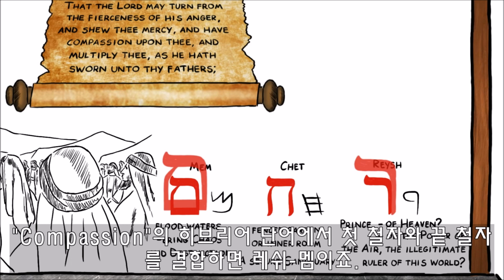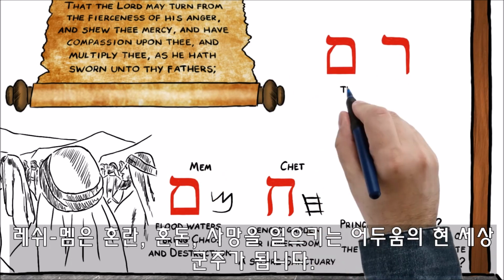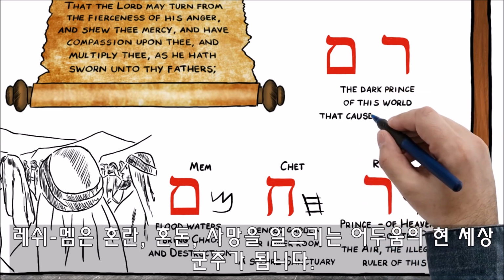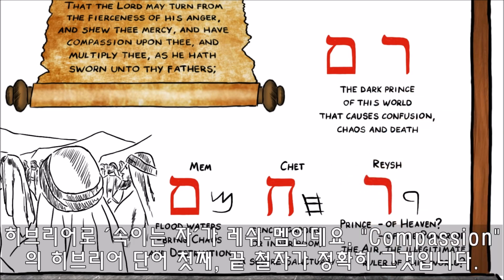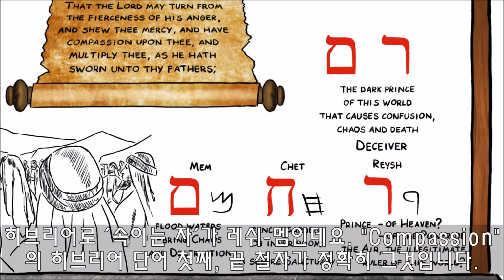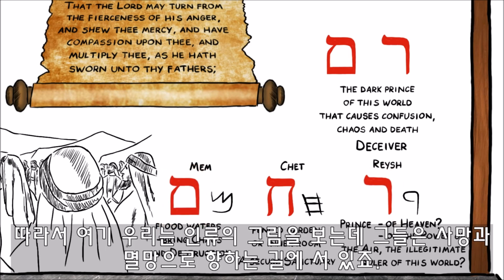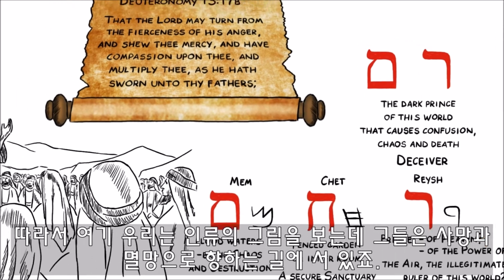The first and last letters of compassion in the Hebrew are resh and mem. Resh mem is the picture of the dark prince of this world that causes confusion, chaos, and death. The Hebrew word for deceiver is resh mem, exactly the same two letters that bookend the Hebrew word for compassion. So here we have a picture of mankind that is on the pathway that leads to death and destruction.